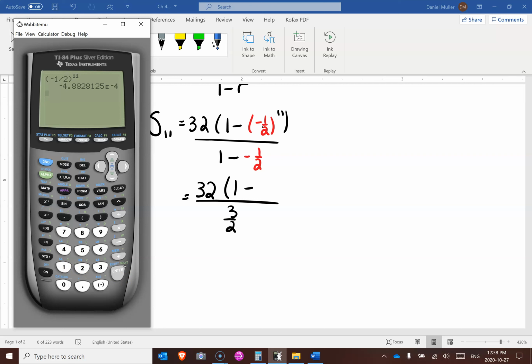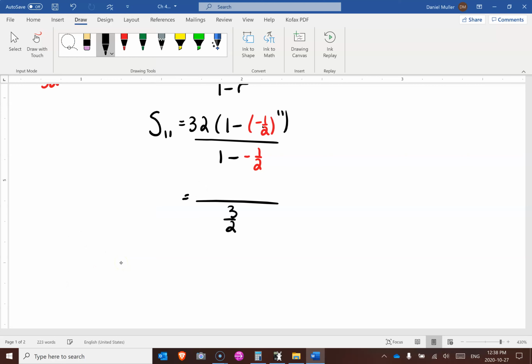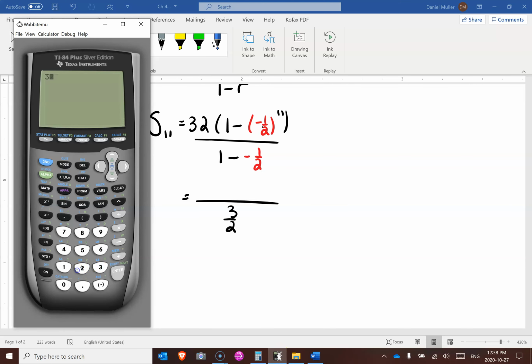So what I'm going to do for this is do the whole top. Okay? So let's erase this. Let's do the whole top in the calculator. 32 times 1 minus bracket negative 1 over 2 to the power of 11. And then I have to close the bracket. So you can pause it to see here everything, and that's what I get. 32.015625.